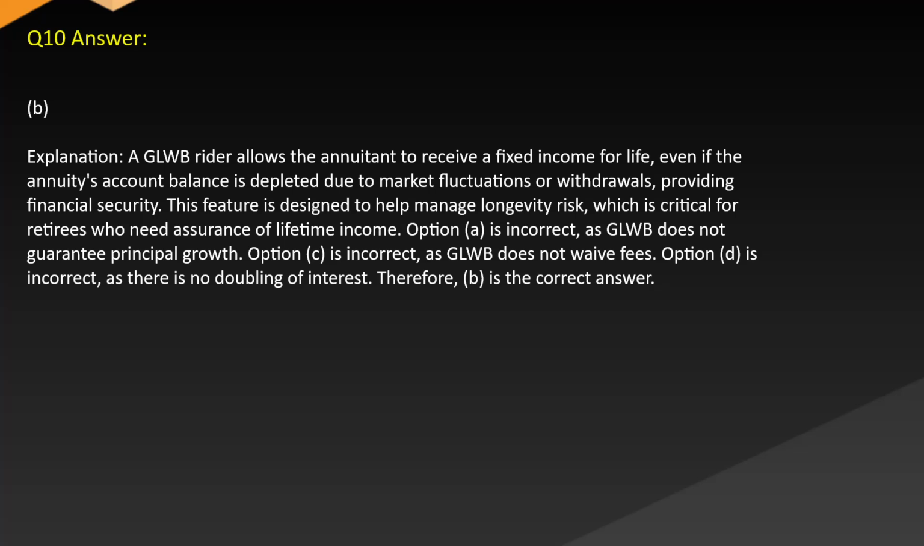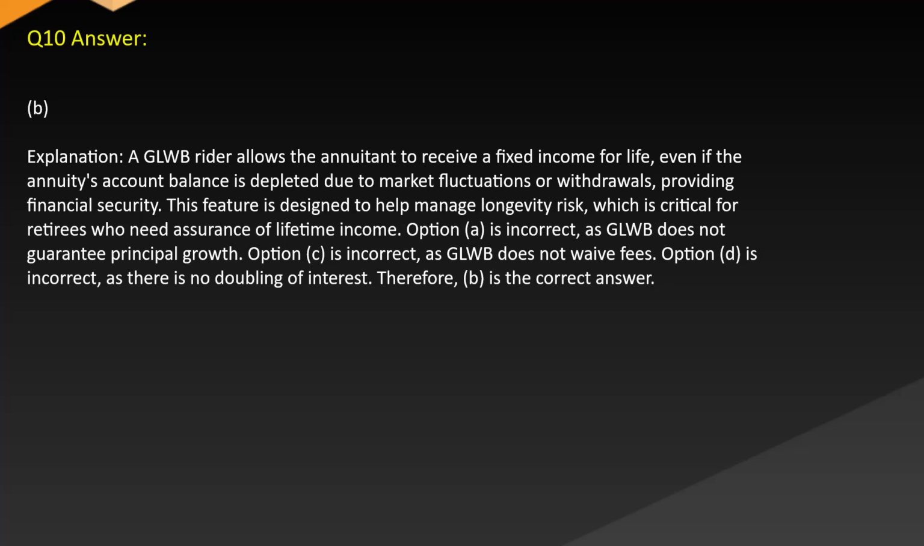Answer B. Explanation. A GLWB rider allows the annuitant to receive a fixed income for life even if the annuity's account balance is depleted due to market fluctuations or withdrawals, providing financial security. This feature is designed to help manage longevity risk, which is critical for retirees who need assurance of lifetime income.